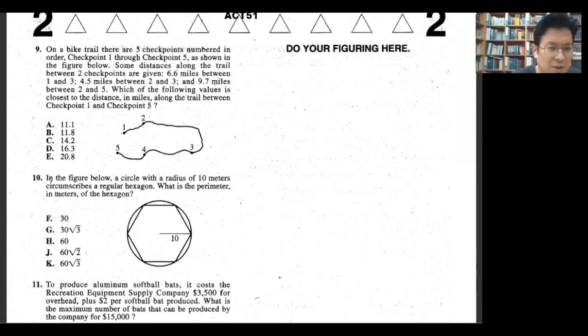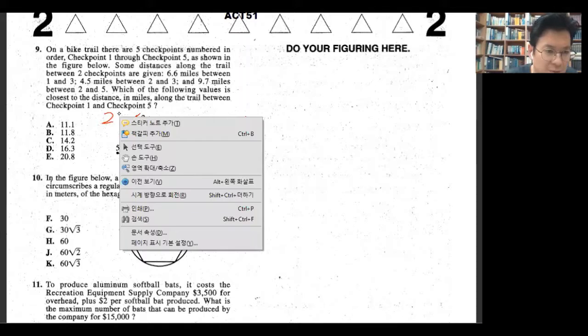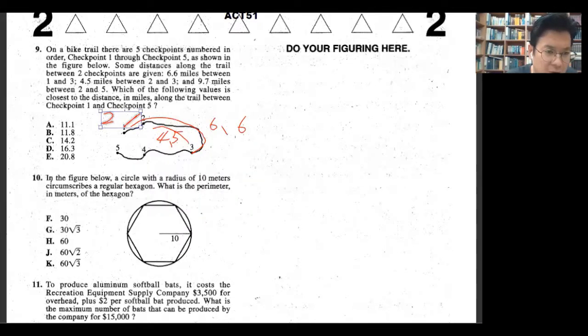Okay, number 9, on the bike path below. The distance between two checkpoints, 1 and 3, is 6.6 miles. So this much is 6.6. And then 2 and 3 is 4.5. That means 1 to 2 is 2.1.